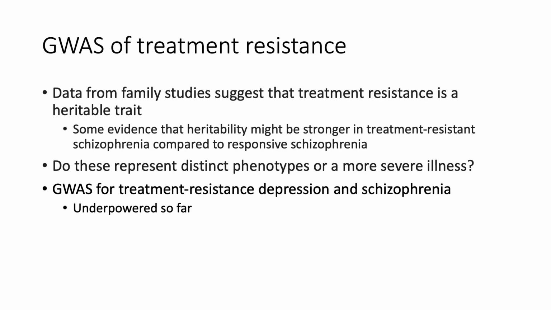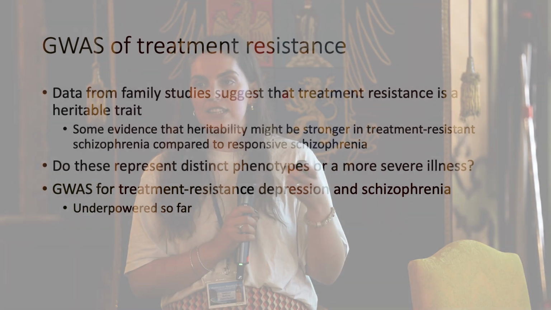So the goal of this type of study is to try and identify whether these represent distinct phenotypes. Are these practically different groups of people, or is it a more clinically severe illness, on a spectrum? So far, the GWAS on these have been underpowered and have not found any genome-wide significant associations, but this, as with all psychiatric genetic GWAS, is an ongoing effort that will hopefully in the future lead to some important discoveries.